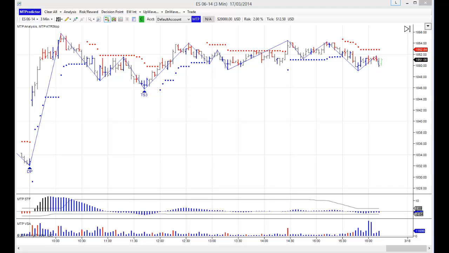In today's video I'll be using our new MTPRT add-ons for NinjaTrader 7. This is what you can see here.